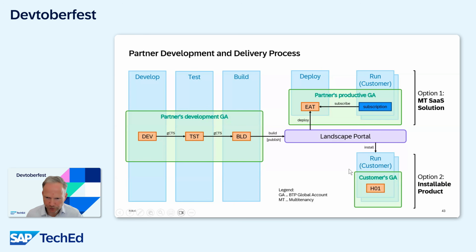But there's also yet another option, option 2, install the product. This means that there is no central provider system of the partner. The partner just provides the product as software and the customer installs the product into his own system. So these are the two available options.